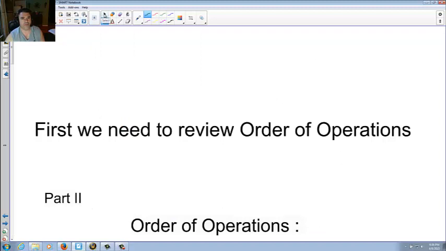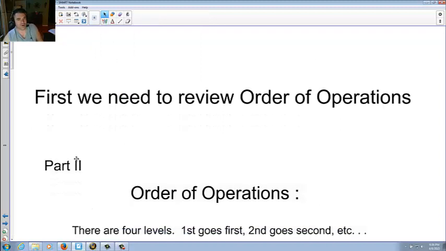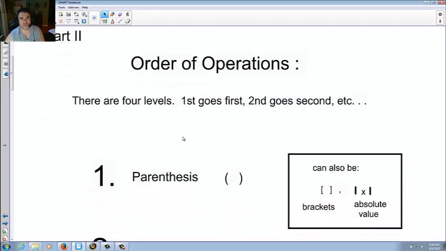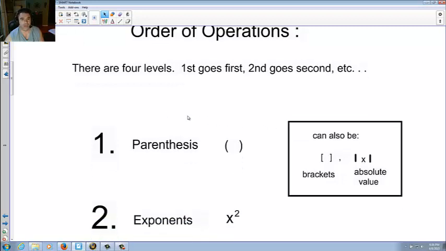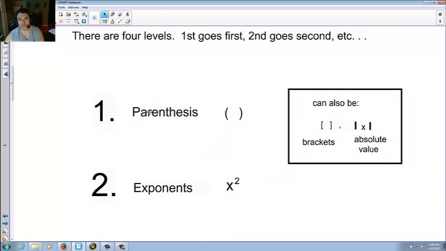First, we're going to need to review the order of operations. Now, this is part 2 of what we're doing. The order of operations are as follows. There are 4 levels. The first level goes first, second goes second, and so on. So the first level is parentheses. Anything that involves parentheses gets to go first. Also, besides parentheses, you could use brackets or absolute value. Any one of these 3 things get to go first.